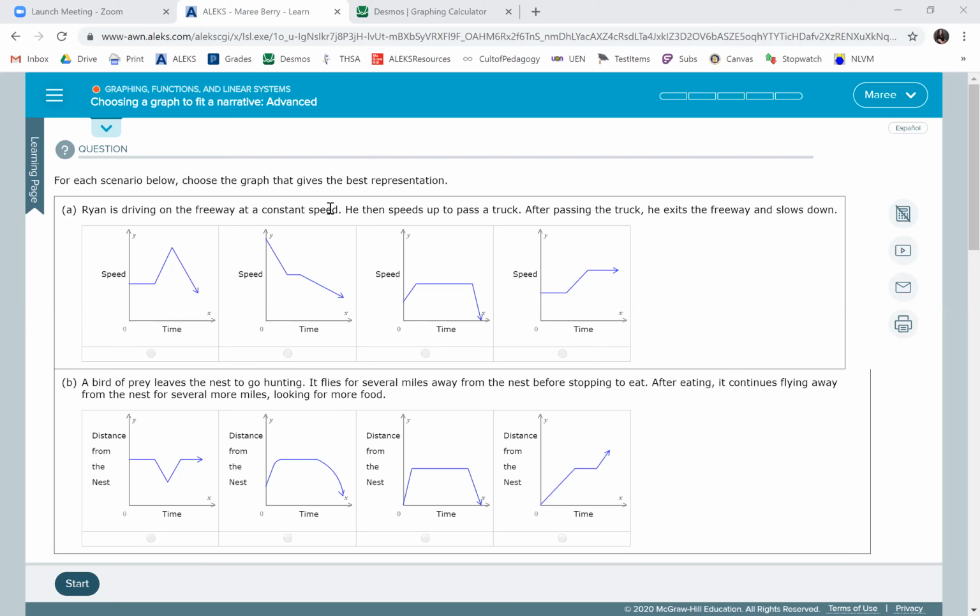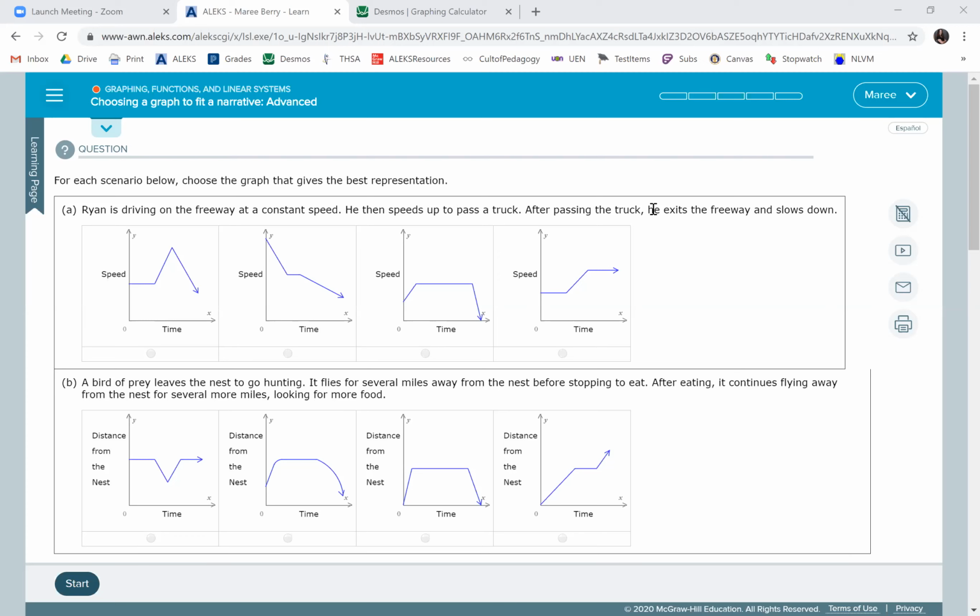Ryan is driving on a freeway at a constant speed. So we immediately know that we're going to start with a flat line. So it's going to be either the first one or the last one. So he's starting at a constant speed. Then he speeds up to pass a truck. So we know that his speed is getting higher. So it's going to be a positive slope, which both of these are.